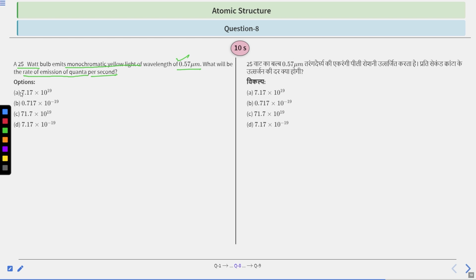Options are 7.17 into 10 to the power 19, 0.717 into 10 to the power minus 19, 71.7 into 10 to the power 19, or 7.17 into 10 to the power minus 19. So you have 10 seconds to solve this question. After that, we will see what will be the answer.